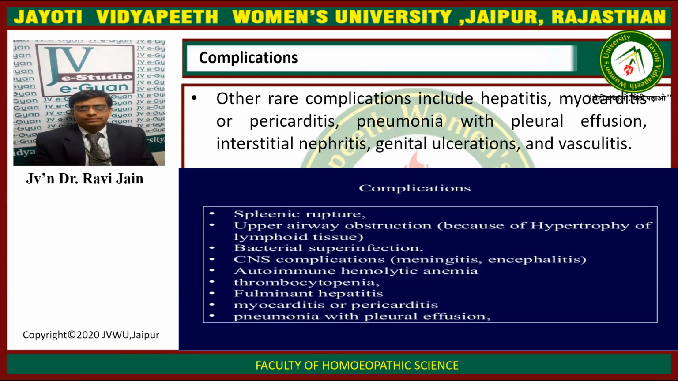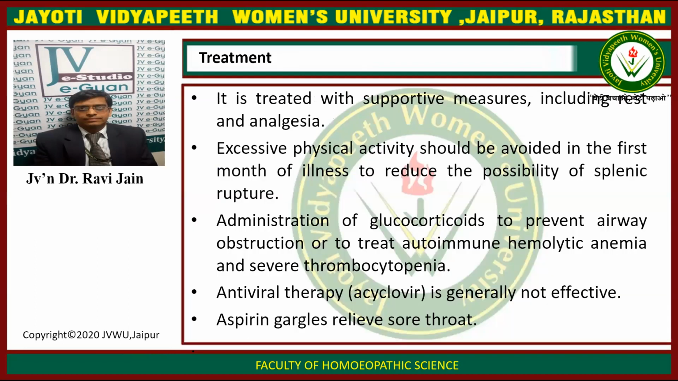The complications consist of splenic rupture, upper airway obstruction because of hypertrophy of lymphoid tissue, bacterial superinfection, CNS complications like meningitis and encephalitis, autoimmune hemolytic anemia, thrombocytopenia, fulminant hepatitis, myocarditis or pericarditis, and pneumonia with pleural effusion.